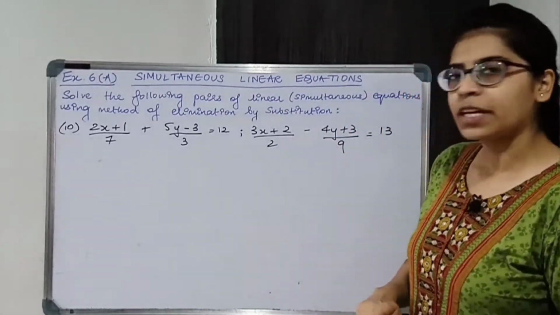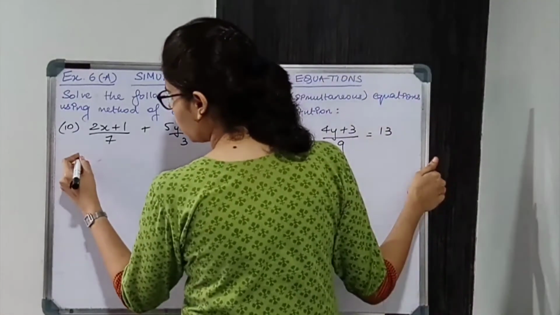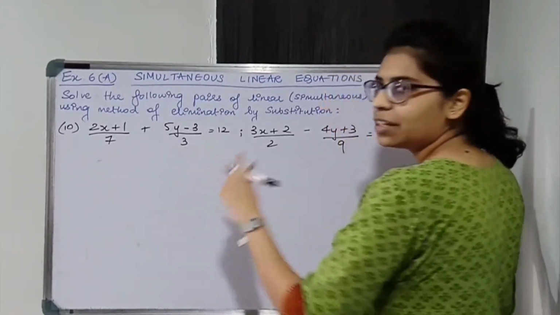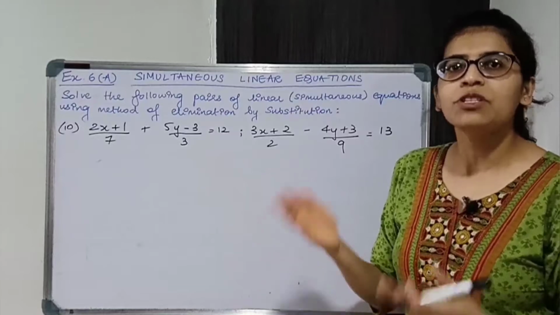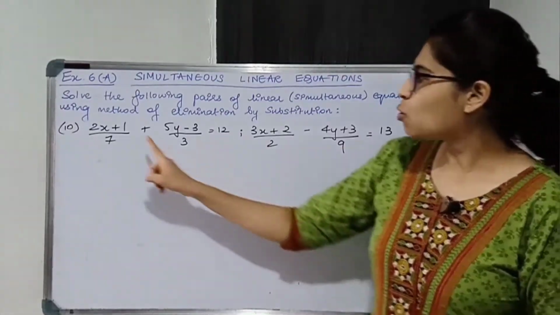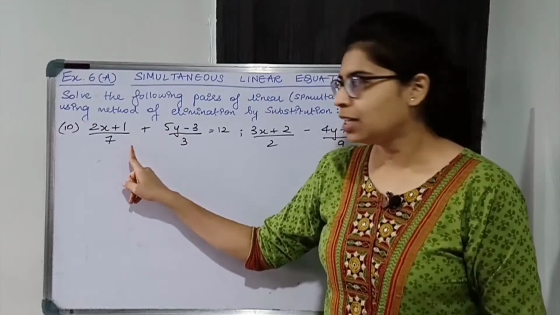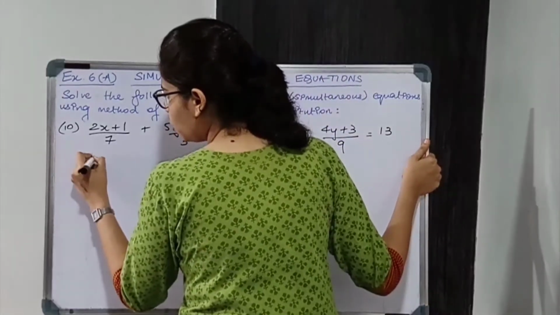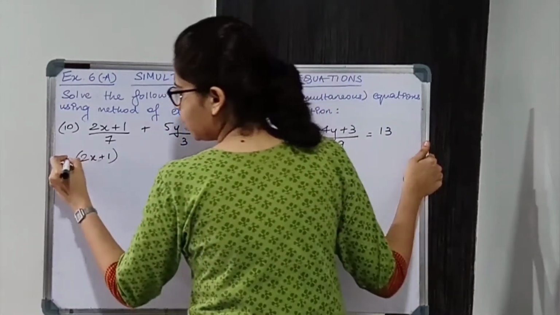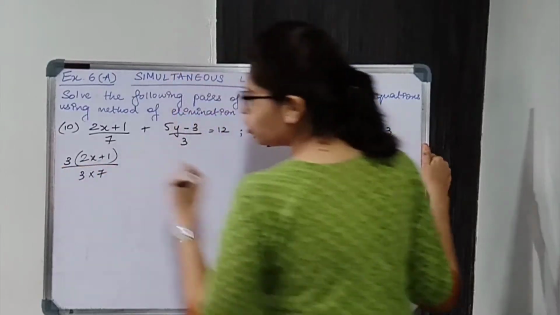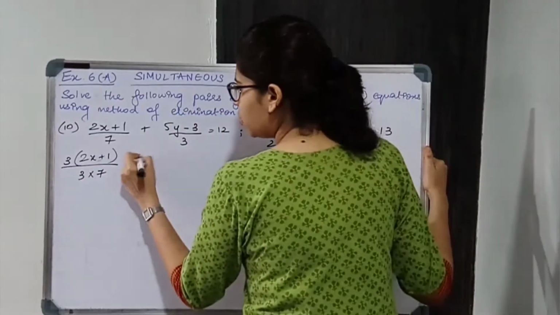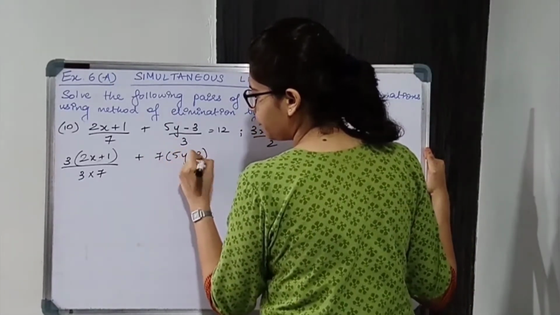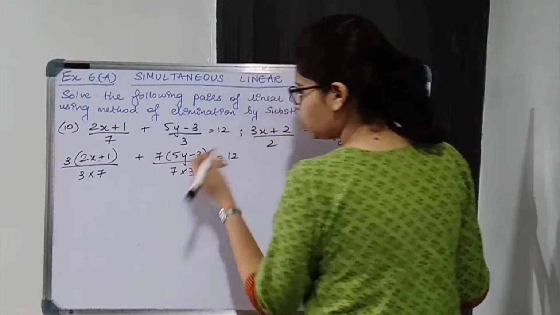Okay, so let us consider equation 1. So 2x plus 1 by 7, here in the denominator there is 3. So for the denominators 7 and 3, first we'll take LCM. So LCM is 21. Okay, 7 3s are 21. So here we'll multiply and divide by 3. Here we'll multiply and divide by 7. Okay, so 2x plus 1 put brackets into 3 and here the denominator also into 3. Here we'll multiply by 7 in both numerator and denominator. So 7 into 5y minus 3 by 7 into 3 is equal to 12.